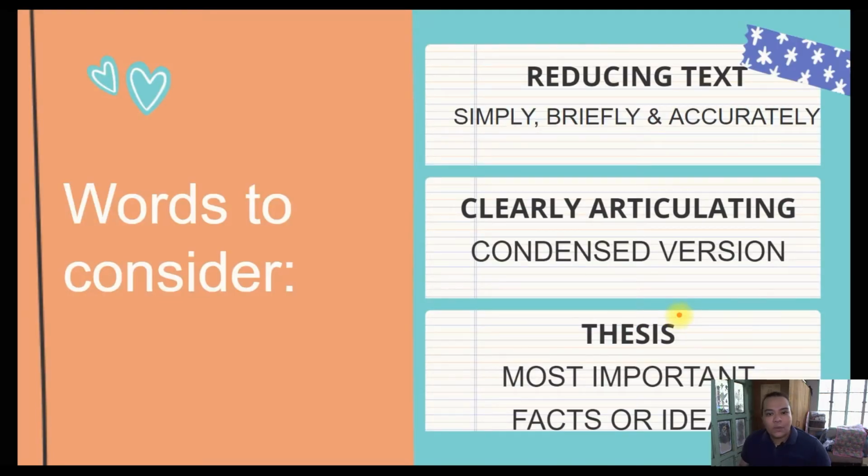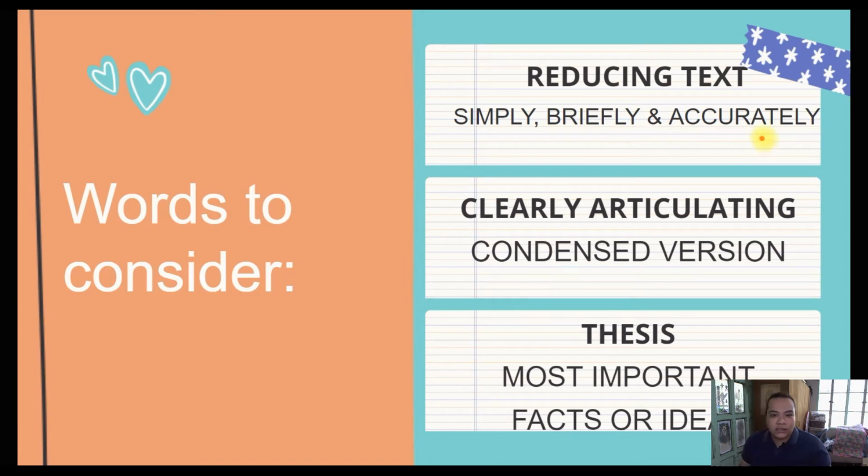Some words to consider when we are summarizing. Of course, we need to reduce the text, but we need to do it simply, meaning we need to use simpler words that are easier to understand. Briefly, meaning that if we have any definitions or explanations, we keep them short. We need to give shorter versions than the original text.